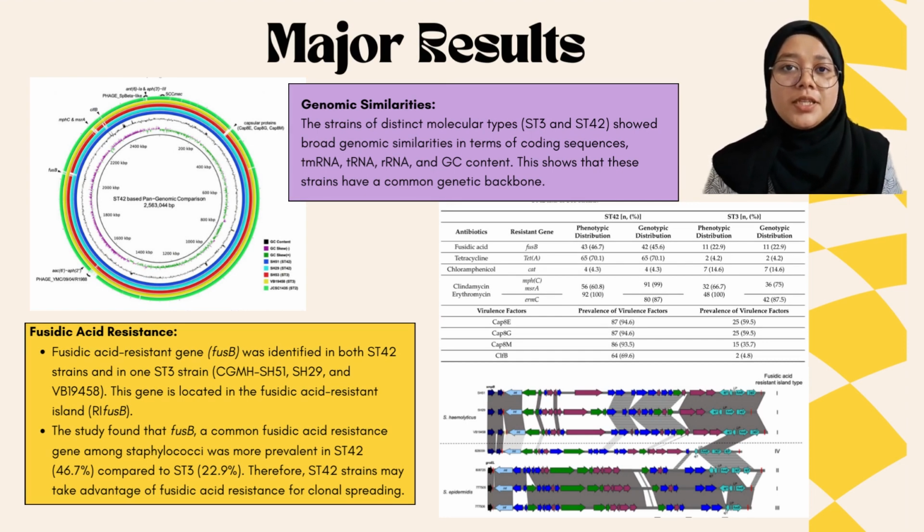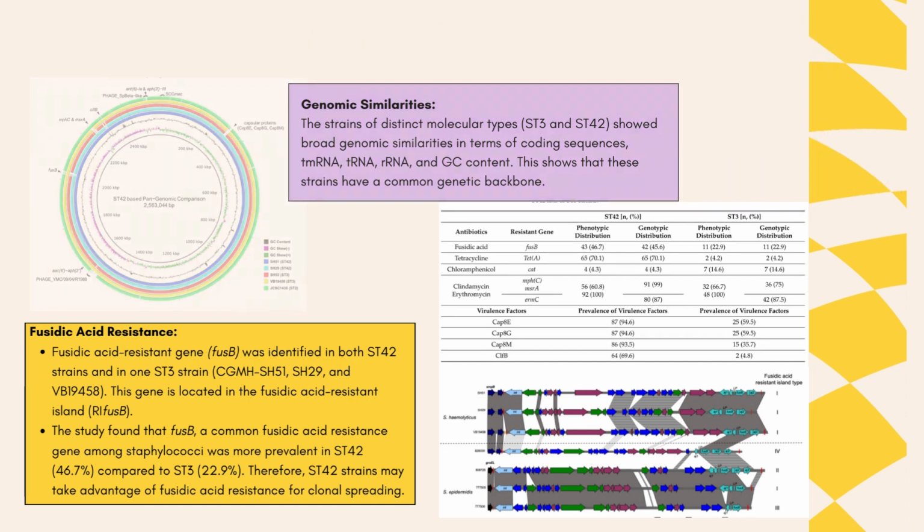Firstly, genomic similarities. The strains of ST3 and ST42 show similarity in terms of general genomic characteristics, such as the number of coding sequences, tmRNA, tRNA, rRNA, and GC content. They show these strains have a common genetic backbone. Secondly, fusidic acid resistance. The study found that fusB was more prevalent in ST42 compared to ST3. This indicates that ST42 strains may take advantage of fusidic acid resistance for clonal spreading.